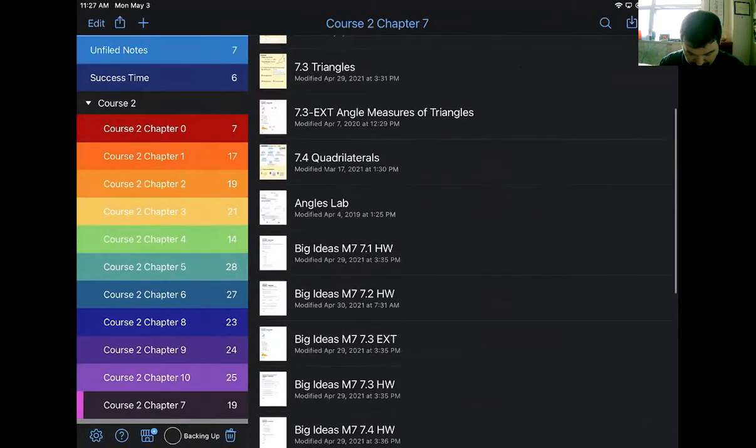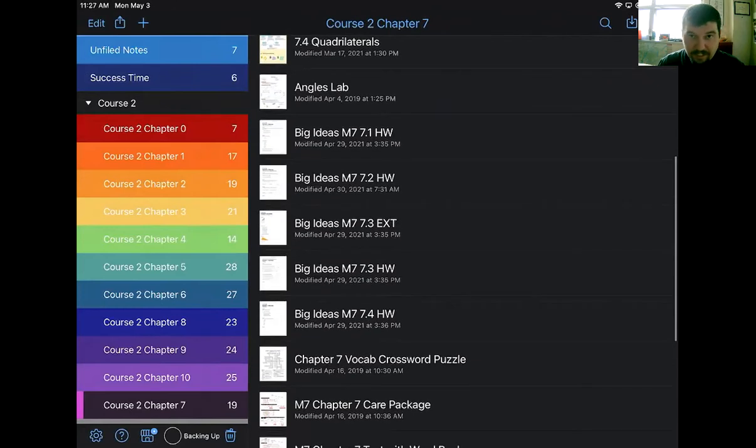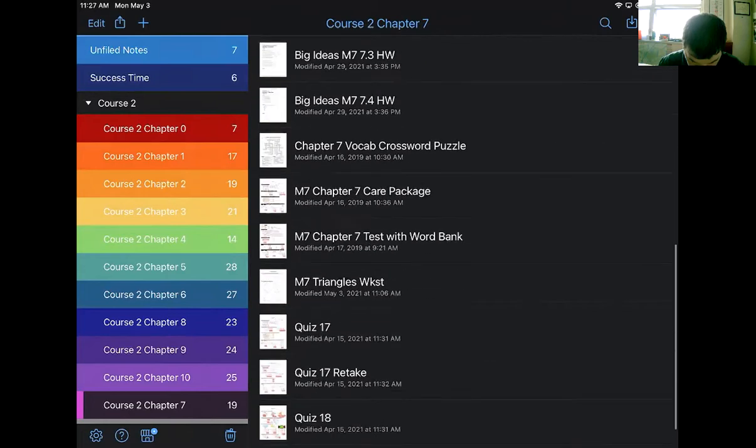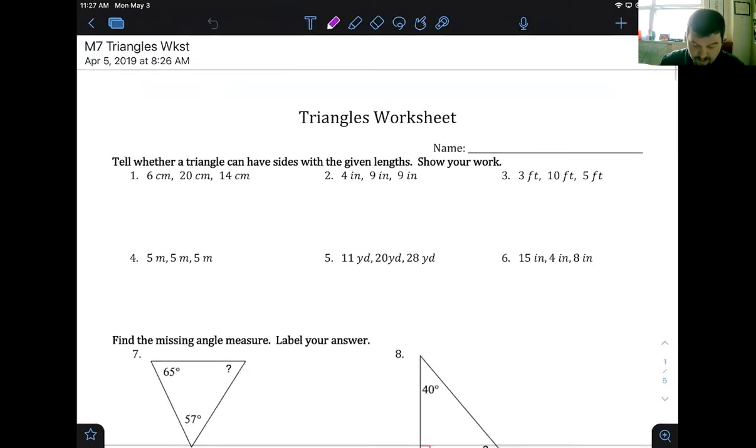Tonight's worksheet, tonight's homework that goes with our labs that we did, our equality, triangle inequality theorem, and our triangle sum theorem, is on Google Classroom, and you can download that to Notability and start working on that.